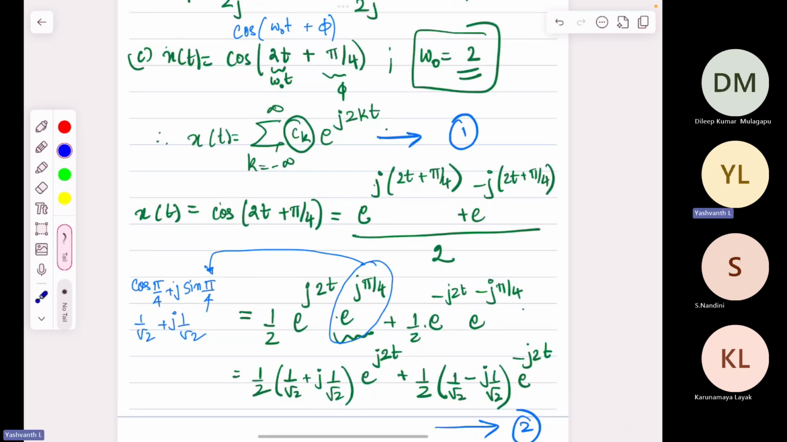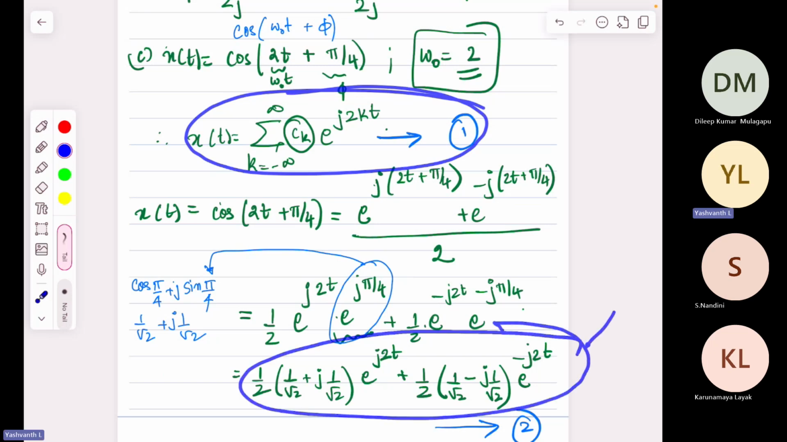You see, equation 1. Compare equation 1 and equation 2. Tell me what values of CKs are 0 and what values of CKs are non-zero. And for non-zero values, what are the values of CK?